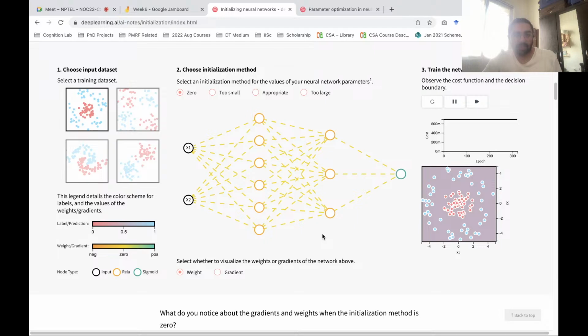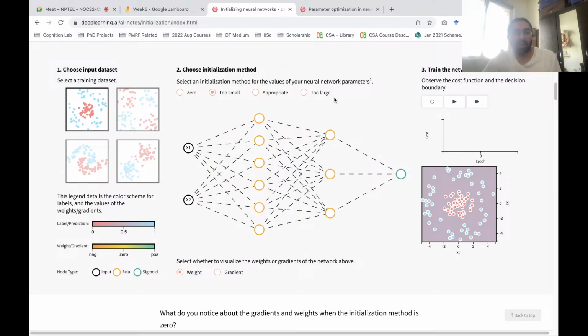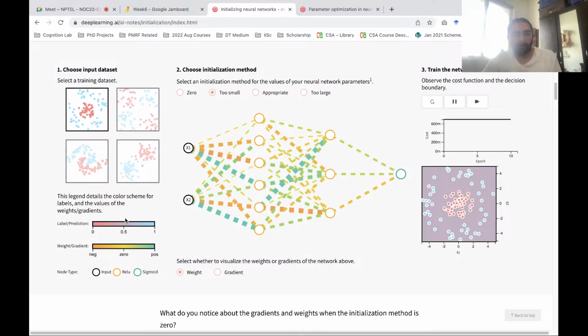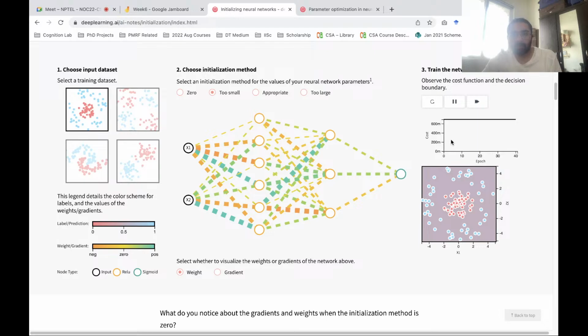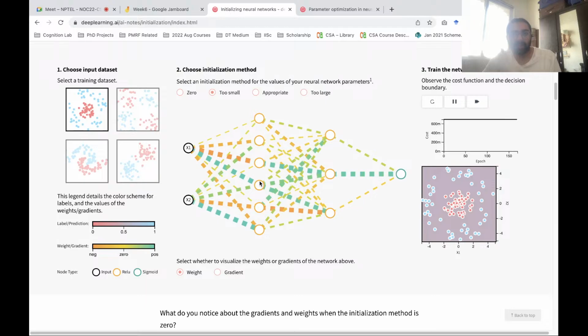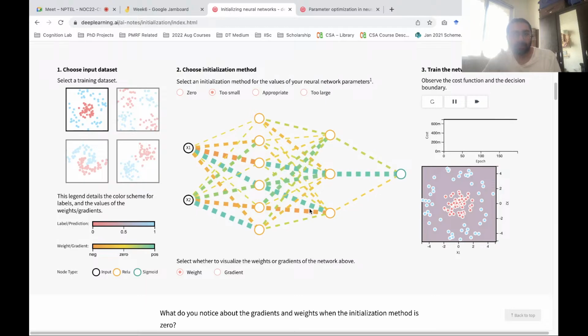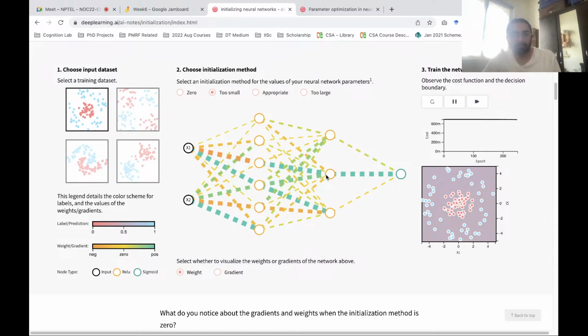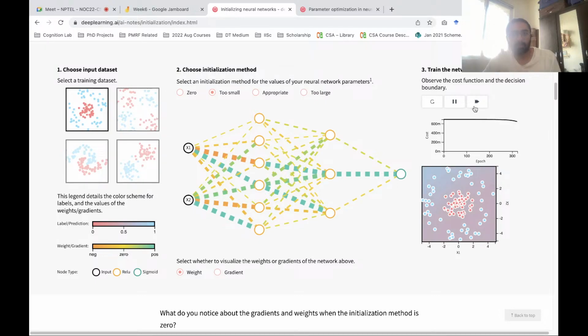Then let's say you look at very small values. What will happen? There is some change, but not good enough. I think there are no changes, because the cost function isn't changing. So too small. Okay, so what is happening here though? Yeah, now it's changing. Now it starts moving. So why do you think too small causes an issue like this?